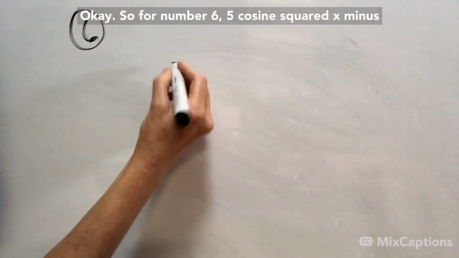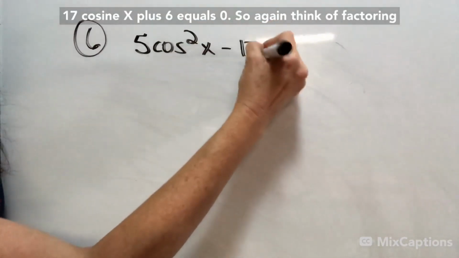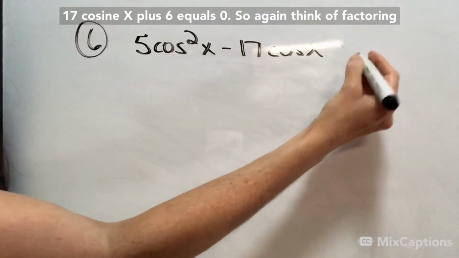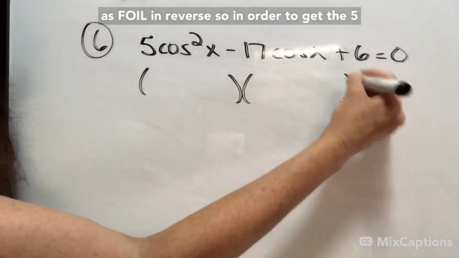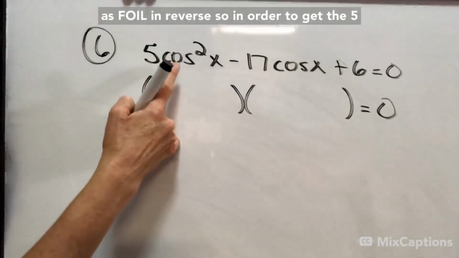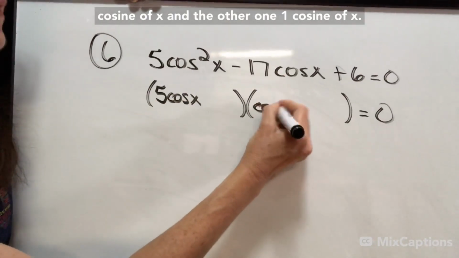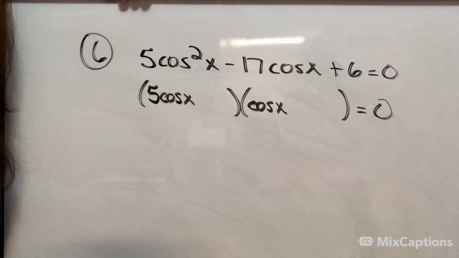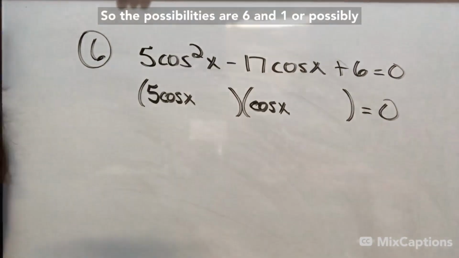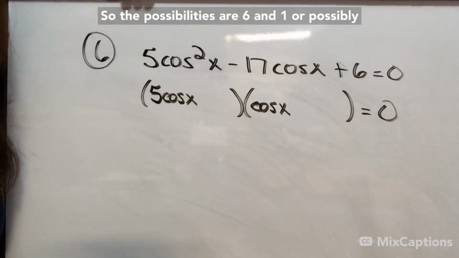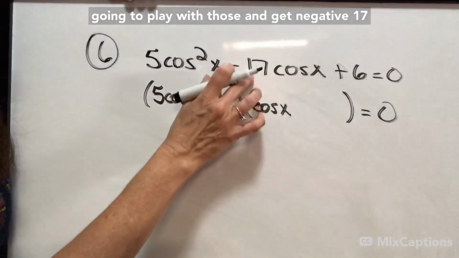Okay, so for number 6, 5 cosine squared x minus 17 cosine x plus 6 equals 0. So again, think of factoring as FOIL in reverse. So in order to get the 5 cosine squared, one of them would have to be 5 cosine of x and the other one 1 cosine of x. And then you have to look at your final number 6. So the possibilities are 6 and 1 or possibly 3 and 2. So you have to think, how are you going to play with those and get -17 in the middle?